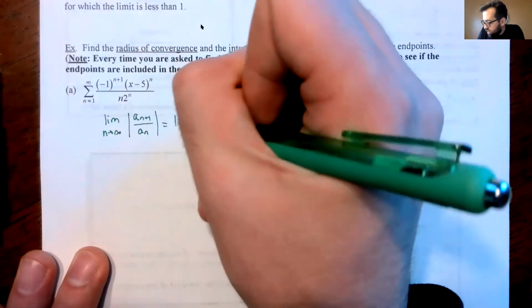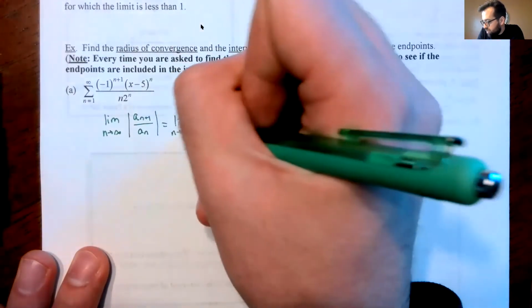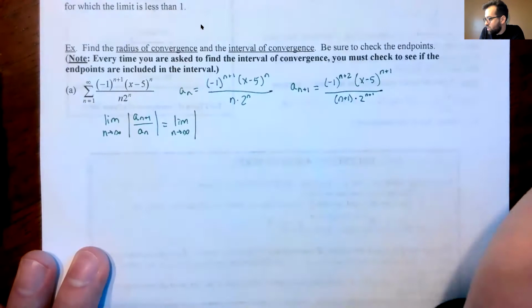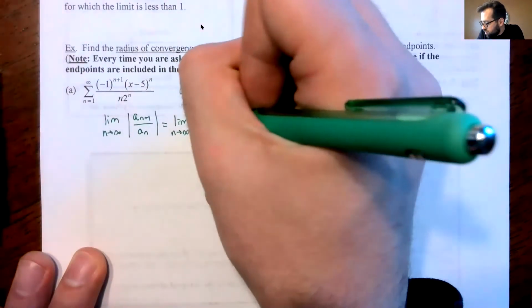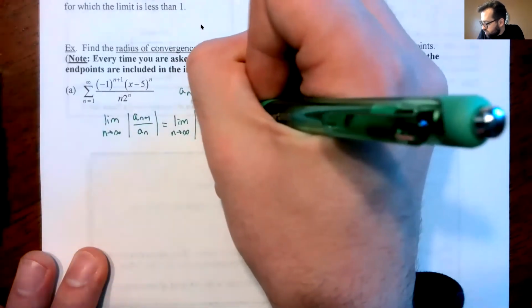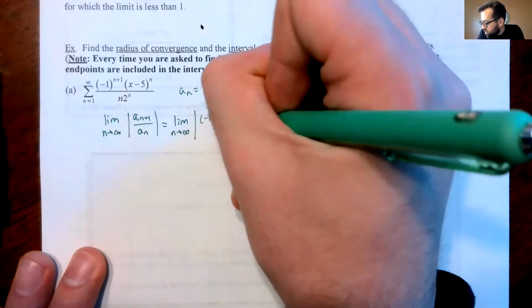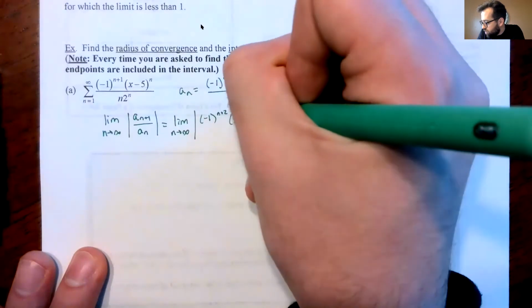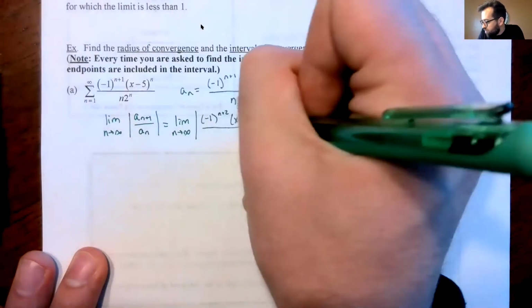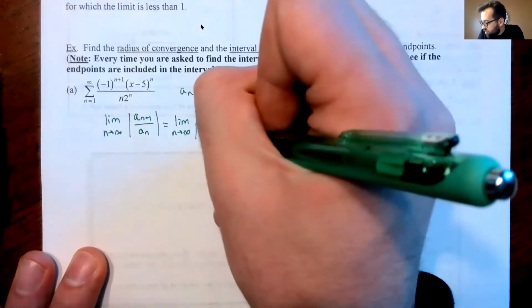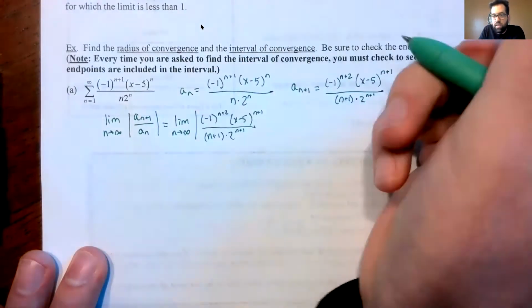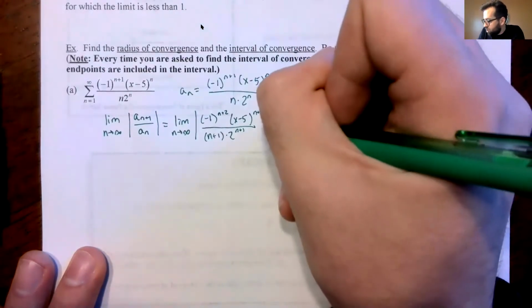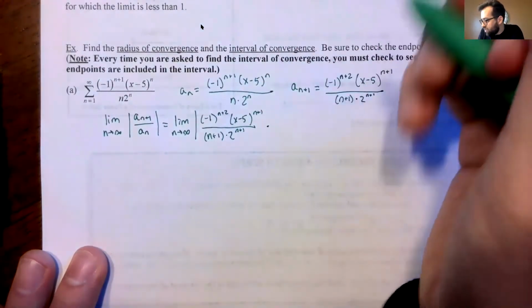So I'm going to write this as a multiplication instead of a division. A sub n plus 1 comes first. (-1) to the n plus 2 times (x minus 5) to the n plus 1 over n plus 1 times 2 to the n plus 1. And then I'm going to multiply by the reciprocal of a sub n.